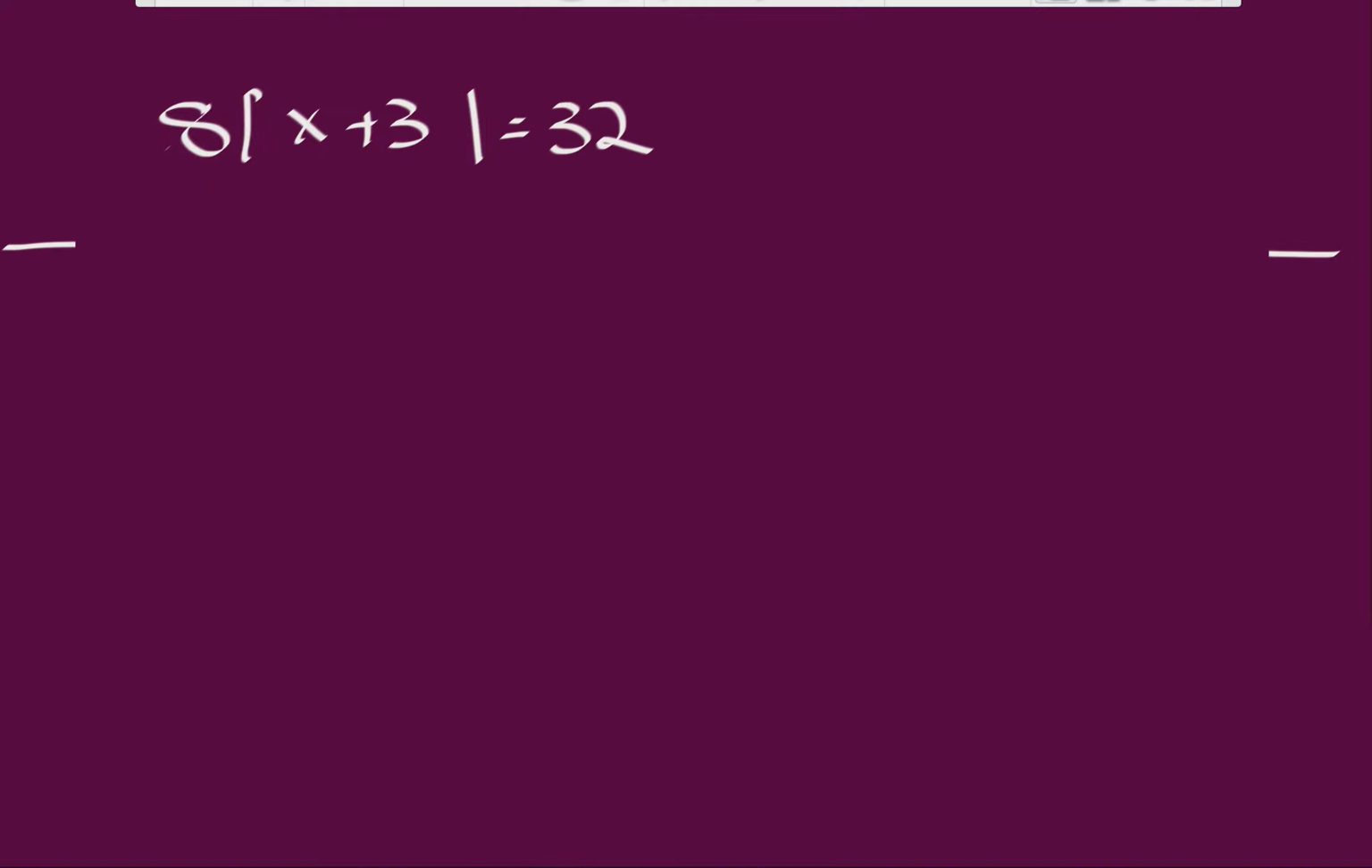Listen, if you got something out there, yeah, you could distribute, but it's going to mess everything up. So divide both sides by 8 before you start. That gets rid of this guy out here. That becomes a 1. That becomes 4. Then you just have, just like the other ones, the absolute value of x plus 3 equals 4.